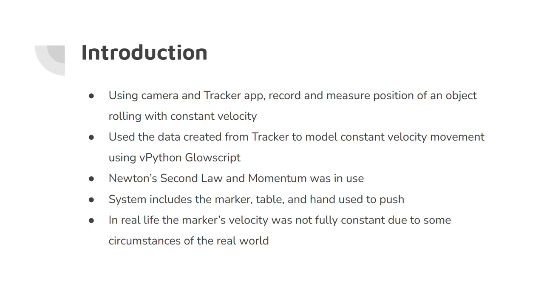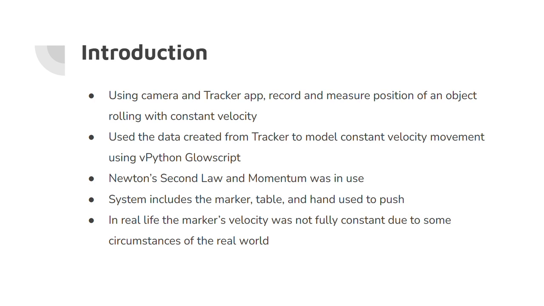So a quick introduction. In this lab, we used a camera and the app called Tracker to record and measure the position of an object rolling with a constant velocity across a surface. Through Tracker, we collected data to then model the constant movement in a VPython GlowScript program. Both Newton's second law and the momentum principle were in use for this lab.